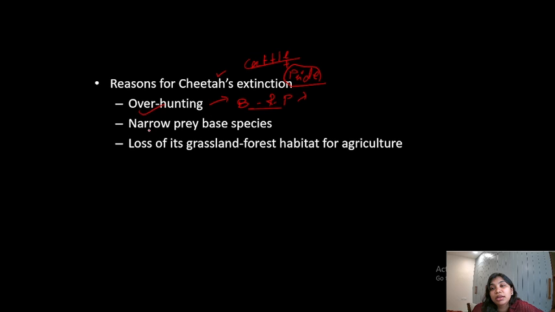So overhunting, and over time the prey base of these cheetahs also reduced. That is another reason. And the other reason is that grasslands are easy to convert to agriculture. Converting them is comparatively easy. So the loss of these grasslands, which are their habitat, to agriculture is also a major reason. Because of these reasons, we lost our cheetahs. Cheetahs went extinct in India.